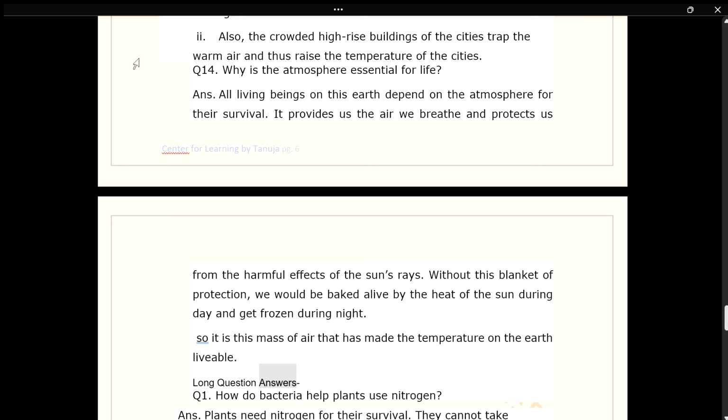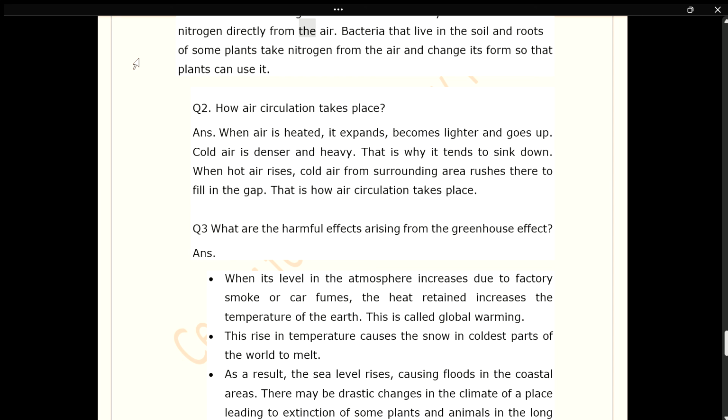Long question answers. Q1. How do bacteria help plants use nitrogen? Ans. Plants need nitrogen for their survival. They cannot take nitrogen directly from the air. Bacteria that live in the soil and roots of some plants take nitrogen from the air and change its form so that plants can use it.